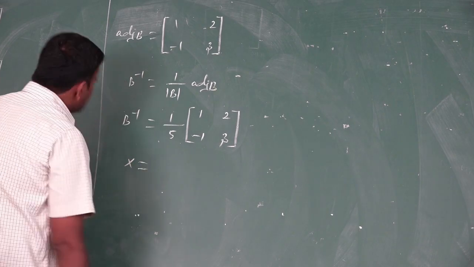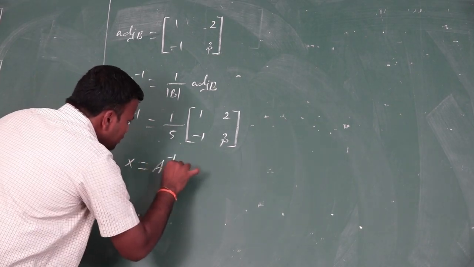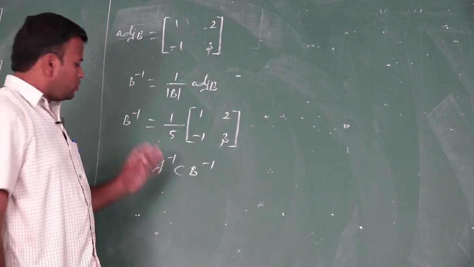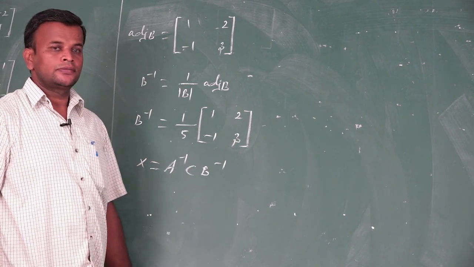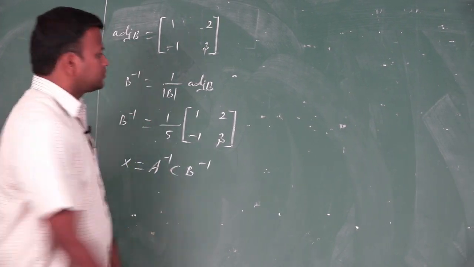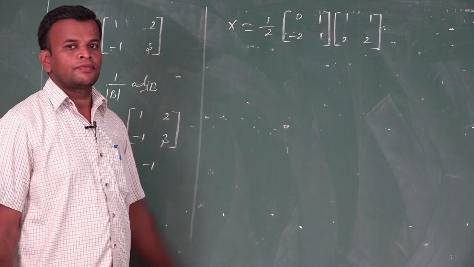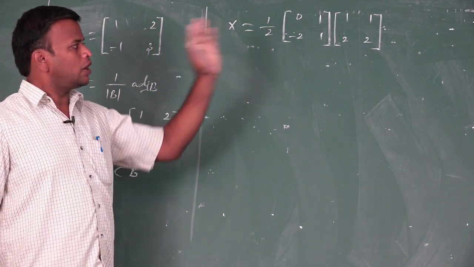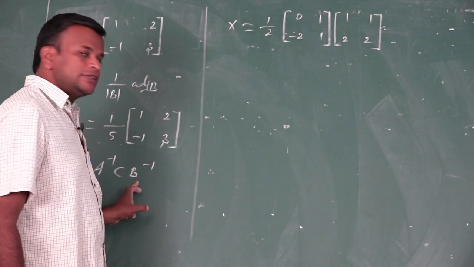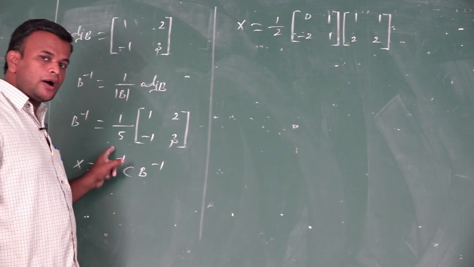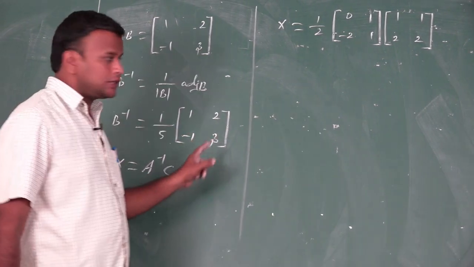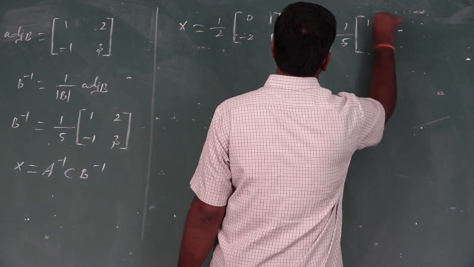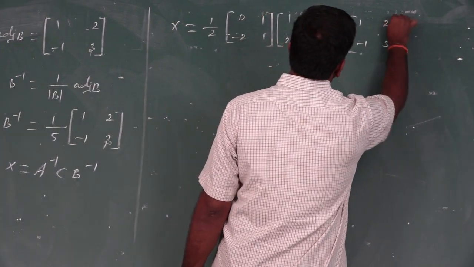Again, I write the value of x. The value of x is A inverse, C and B inverse. Now we write all the three matrices: A inverse, C, B inverse. Okay, this is the value of A inverse. And the value of C is 1, 1, 2, 2. Next one is B inverse. The value of B inverse is 1 by 5 of 1, 2, minus 1, 3.